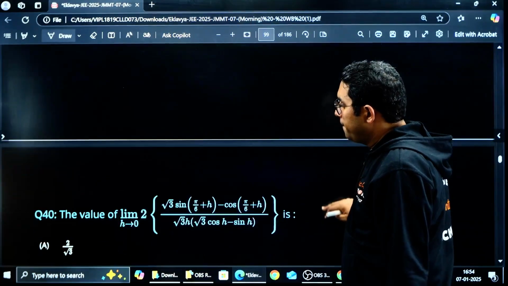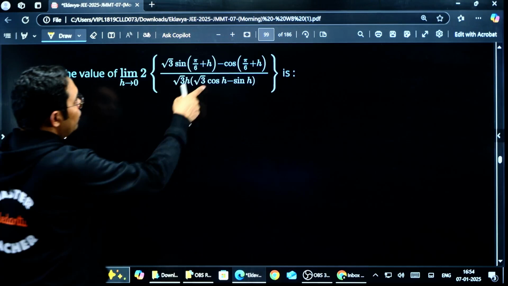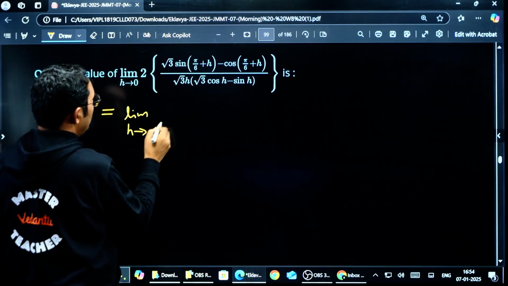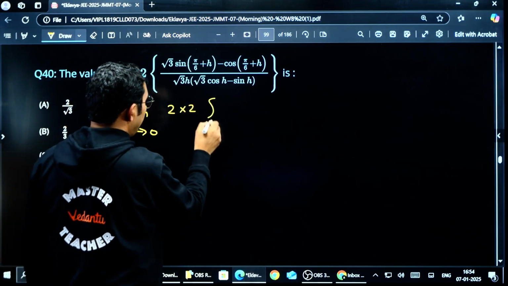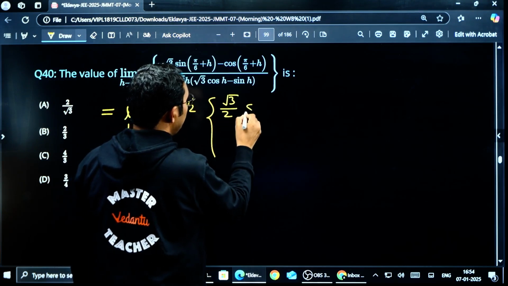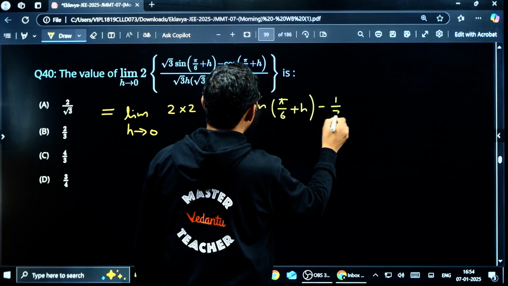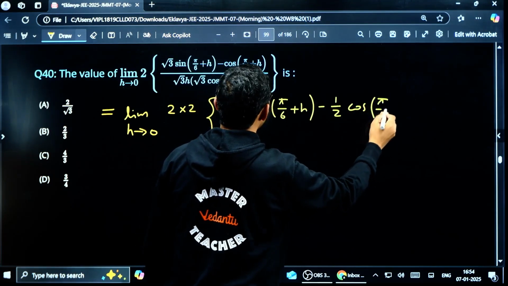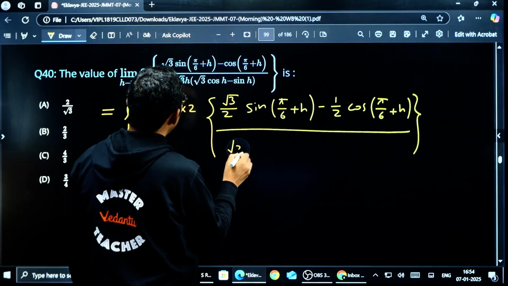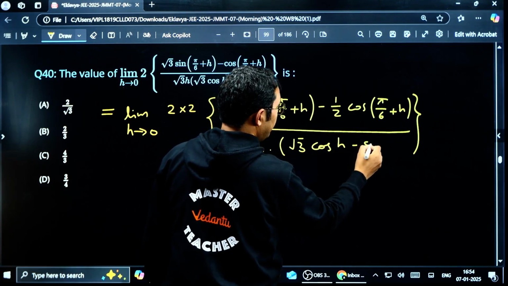Question number 40, we are asked to find the limit here. Looking at this expression, limit h approaches 0. If I multiply by 2 outside, one more 2 outside, this will become root 3 upon 2 into sine of pi by 6 plus h minus 1 upon 2 cos of pi by 6 plus h, divided by root 3 into h into root 3 cos h minus sine h.